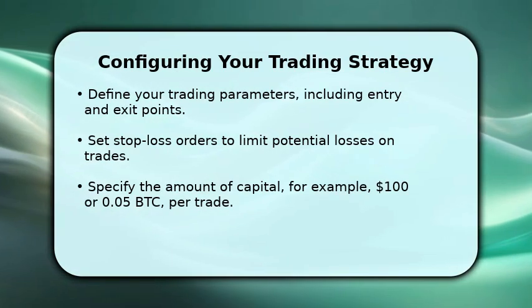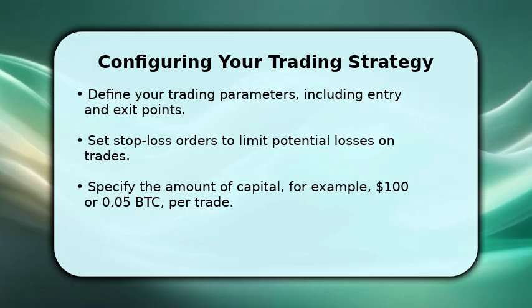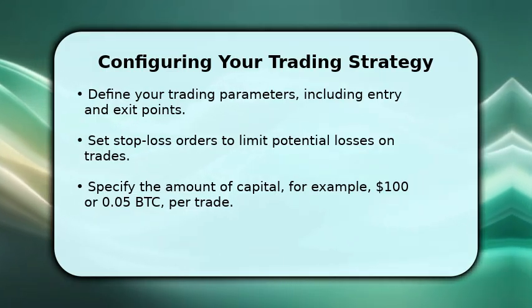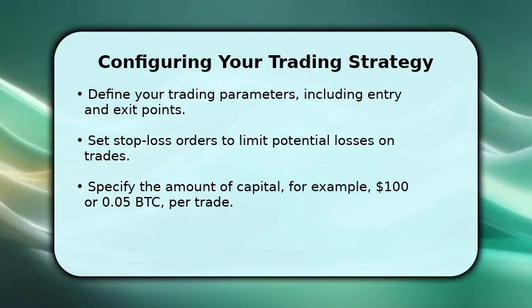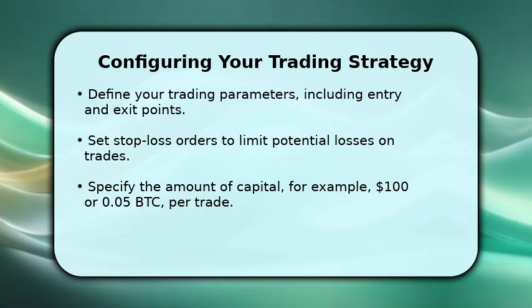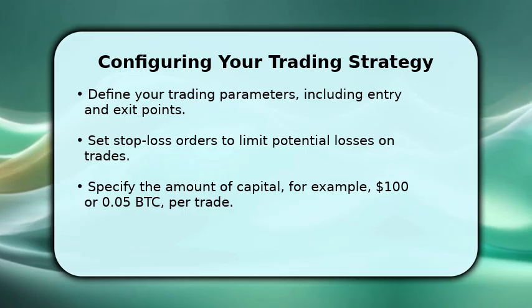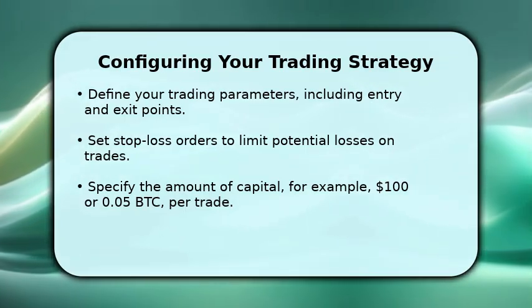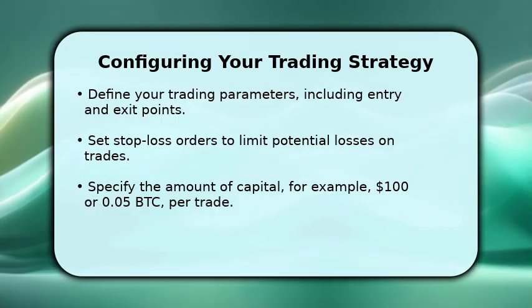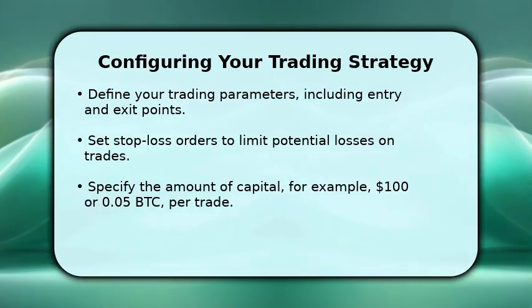Once connected, configure your trading strategy within the bot. You'll define parameters like the cryptocurrency pair you wish to trade, for example, ETH versus USD. Set your desired entry and exit prices, and importantly, establish stop-loss levels to protect your capital. You can also specify the trade size, perhaps 25% of your available balance or a fixed amount like $50. Review these settings carefully before activating your bot.